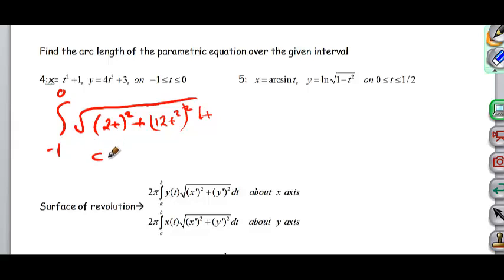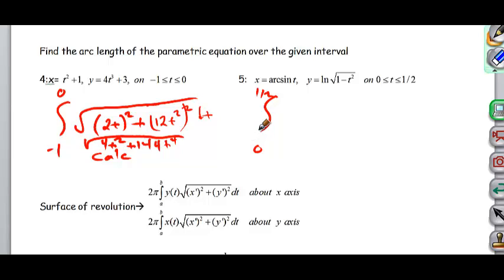Once you figure this out, you probably want to type in your calculator 4t squared plus 144t to the fourth, just so that you don't have to worry about your parentheses too much. From here, toss it in your calculator and you get an answer. Same thing here: integral from 0 to 1/2.